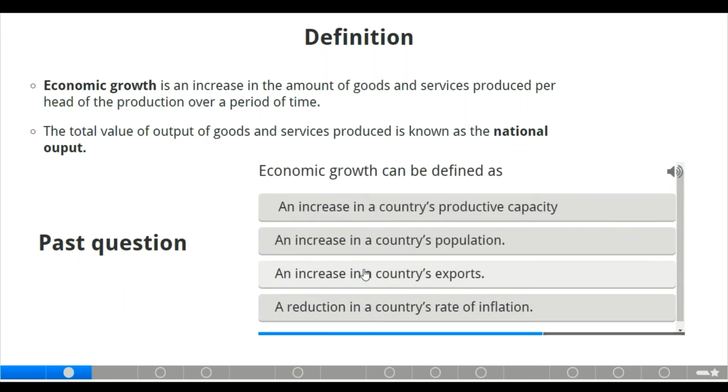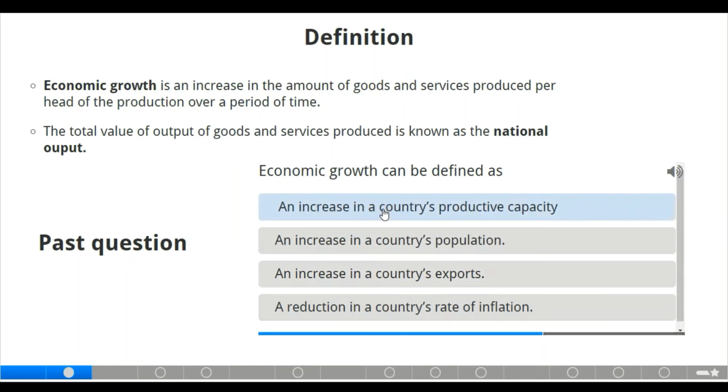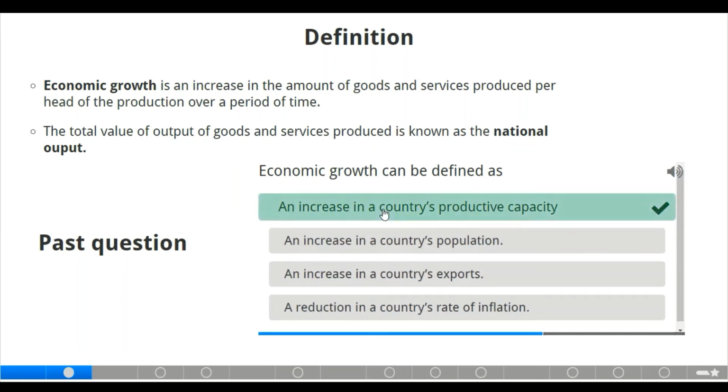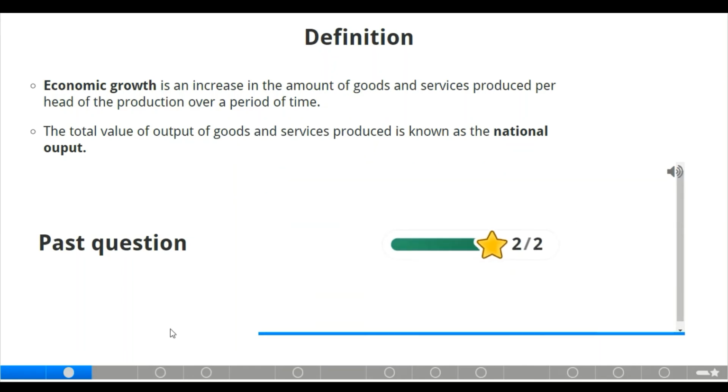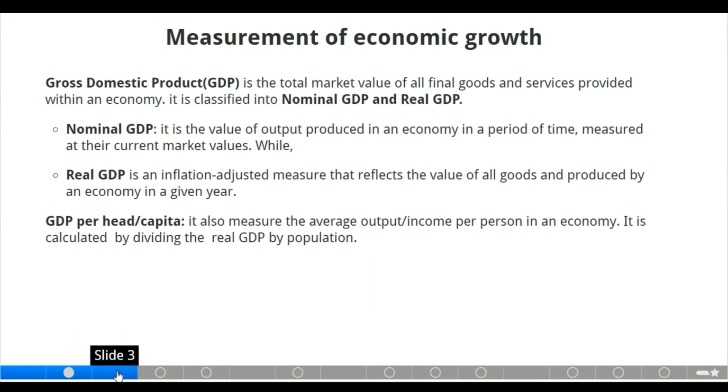The second past question is also related to the definition of economic growth, that is, which is an increase in the country's productive capacity, an increase in the country's population, an increase in the country's export, or a reduction in the country's rate of inflation. Of course, this is the same thing as the first question we have treated, an increase in the country's productive capacity. Now let us move to the next slide.